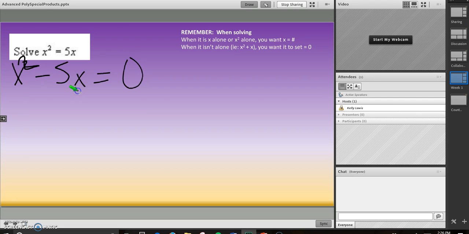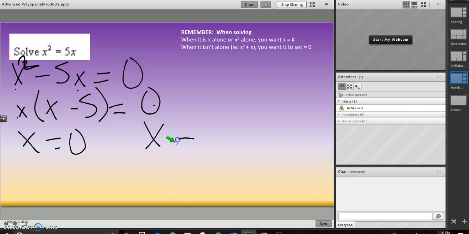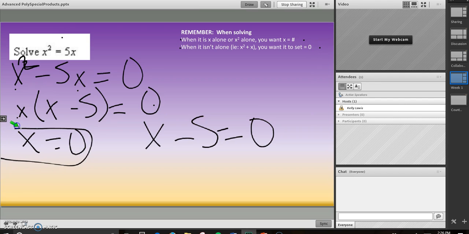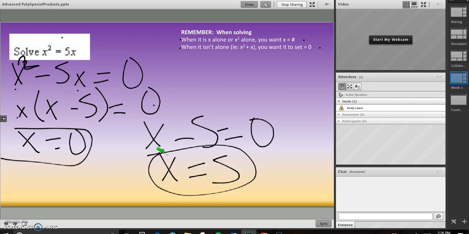Okay, so here they both have an x, so I'm going to take it out. So I get x minus 5 equals 0. And then we have two factors and equals 0. So I'm going to set each factor equal to 0 and solve. When x is by itself or x squared is by itself, we want that to equal the number. When it isn't alone, like x squared and an x, we want to set it equal to 0. So we get x equals 0, and then here we'll add 5 to both sides, and we get 5.